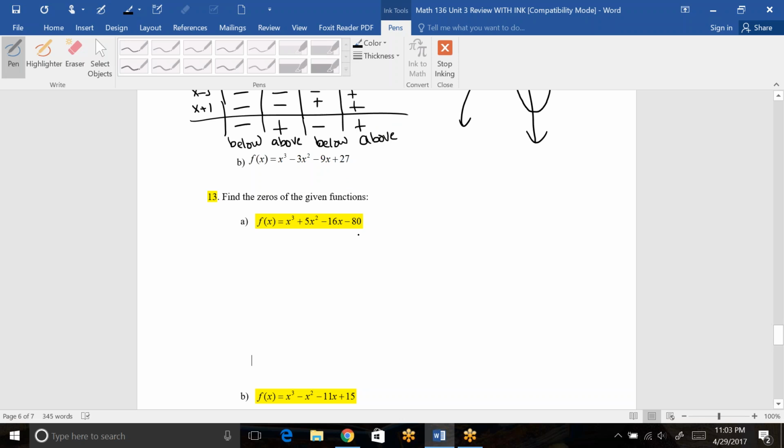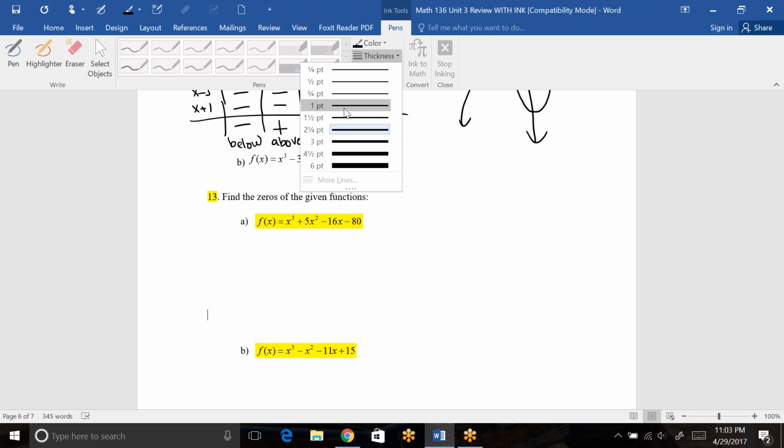Now, when you see that, it could either be a super easy problem or it could be a not so easy problem. It depends on if it is factorable or not. If this thing is factorable, please, please, please do not do the C over D list and all of the synthetic division. For example, part A is factorable.